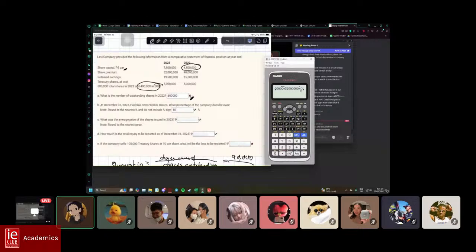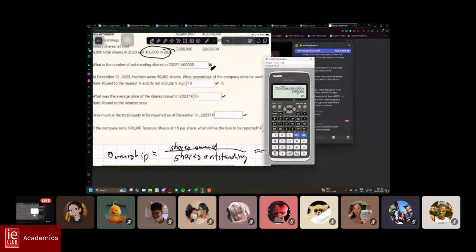Okay. Then we're also going to have to know how many shares were issued in 2023. So it's going to be 7,500,000 over 5. So that's the number of shares in 2023, then divided by the number of shares in 2022. So you're going to get 25. Get it? I typed a lot, but I think you guys got this.